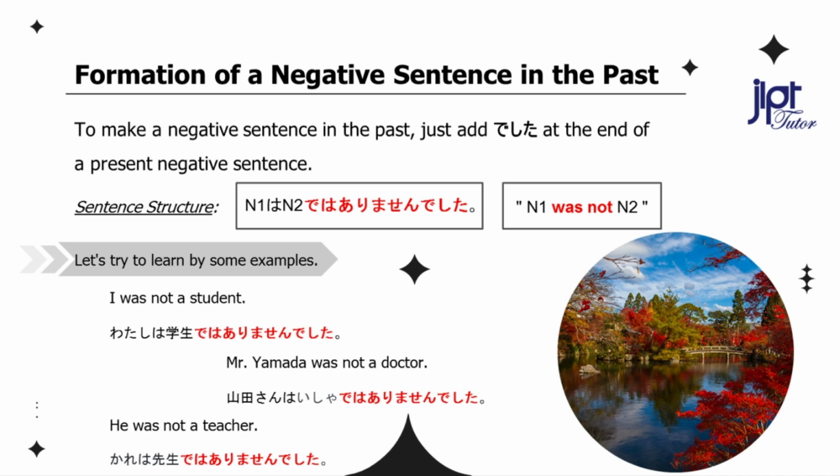Formation of a negative sentence in the past. To make a negative sentence in the past, just add deshita at the end of a present negative sentence. Sentence structure: N1 wa, N2 dewa arimasen deshita. You can replace desu with dewa arimasen deshita to make the past tense negative. Let's try to learn from some examples.